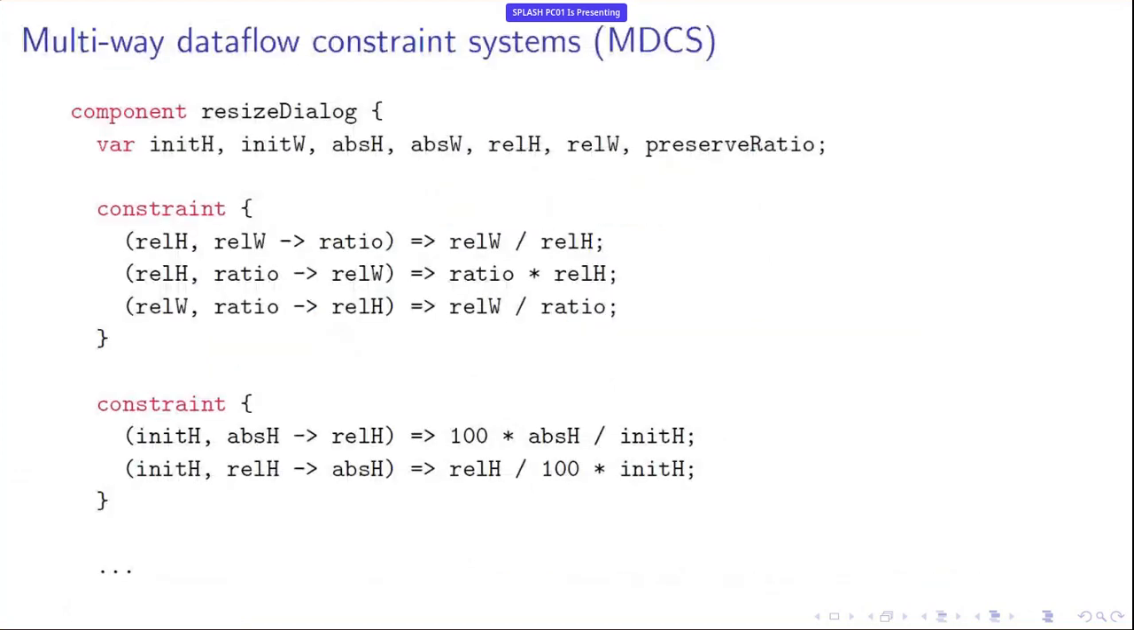To demonstrate how you can use this with a resized dialog box example, here we have a constraint system specification of the logic of the dialog box. Here are a couple of variables, the properties of the model, and here are some constraints on those relations. This is, for instance, the constraint on the relative height, relative width, and the ratio.